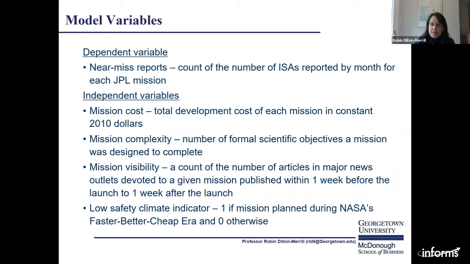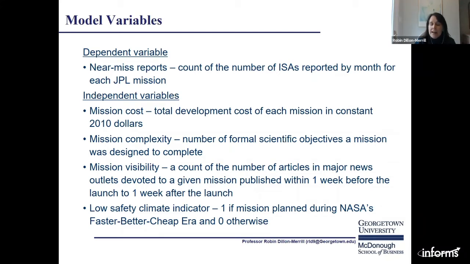We had mission cost, which was the total development cost of each mission in constant 2010 dollars. We had mission complexity, which was the number of formal scientific objectives a mission was designed to complete. We had mission visibility, which was a count of the number of articles in major news outlets devoted to a given mission published within 1 week before the launch to 1 week after the launch. And we had a low safety climate indicator.